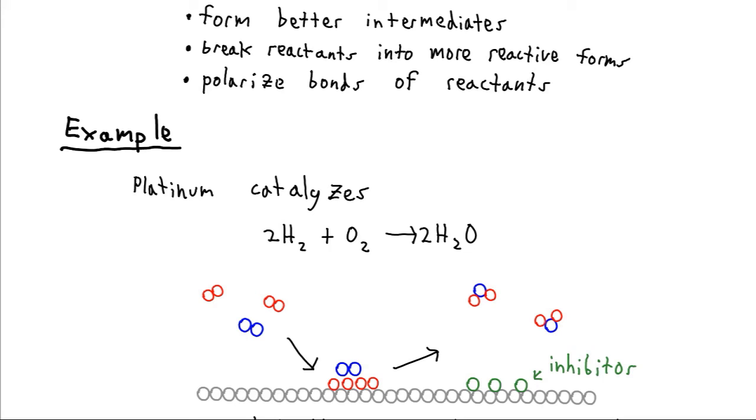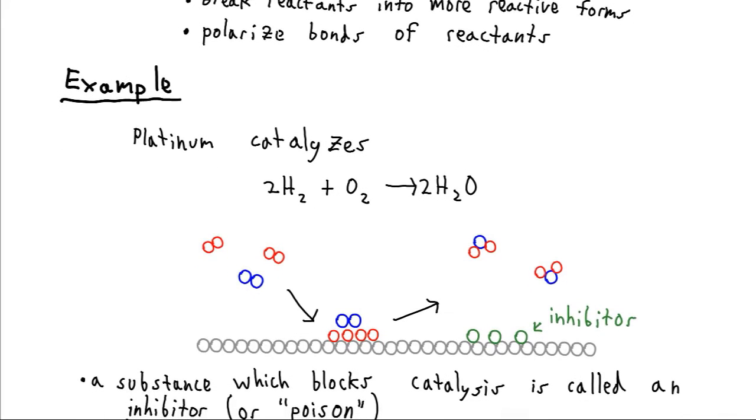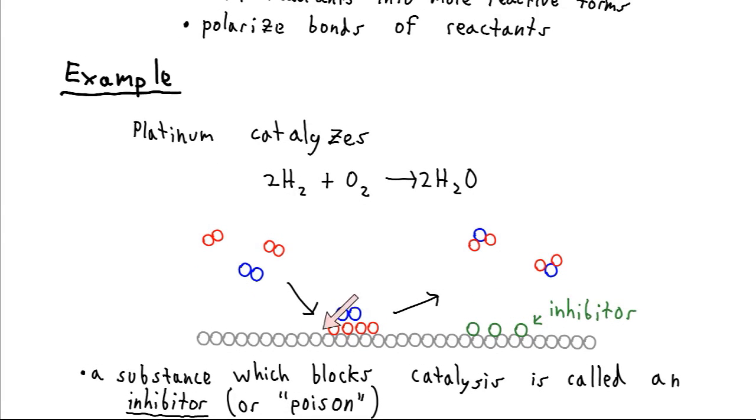Now, we might also have something called an inhibitor. So an inhibitor is where we have something else binding to our sites in our catalyst. And so if our inhibitor is on these sites, then our other reactants can't access them. And so it's going to inhibit our catalysis from occurring. These are also called a poison because they poison the catalyst and make it ineffective.